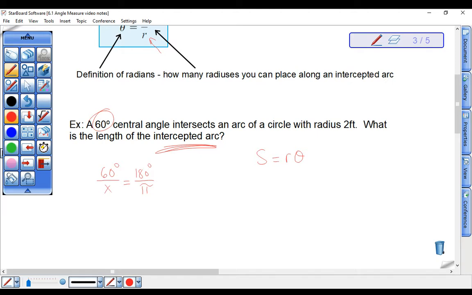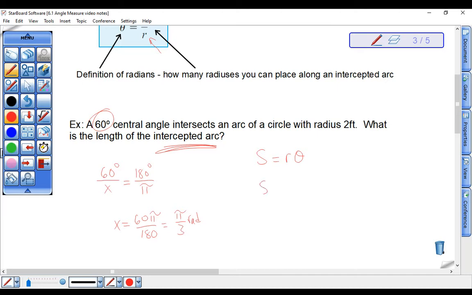To solve it for x, I multiply both sides times x and times pi, and then divide by 180, and I end up getting x equals 60 pi over 180, right? The zeros cancel, like reducing the fraction, and it becomes pi over 3, right? 60 is 1/3 of 180. So x equals pi over 3 radians. And RAD is short for radians.